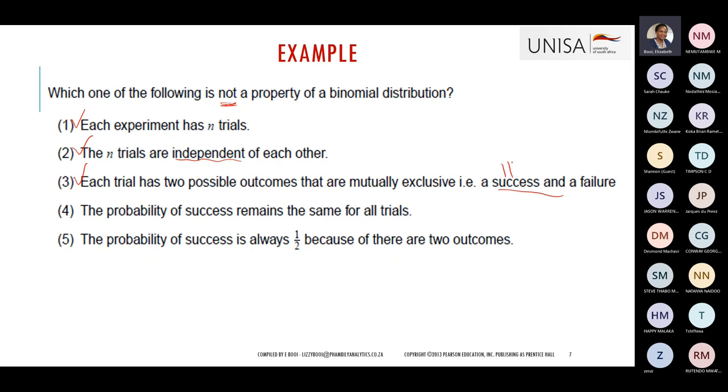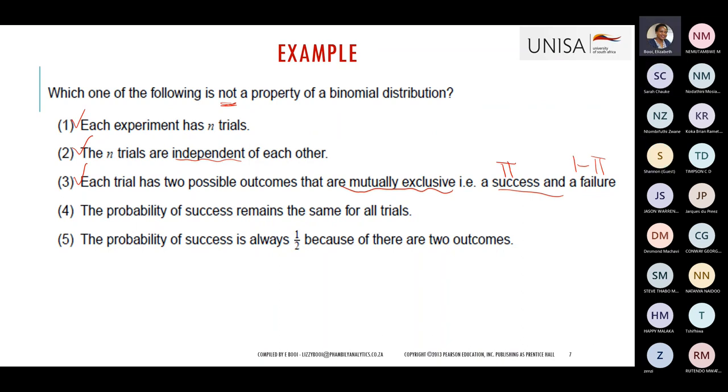For success, the probability will be pi, and for a failure, it will be 1 minus pi. We know that they cannot both happen at the same time, so they are mutually exclusive, because a head and a tail cannot happen at the same time. The probability of success remains the same for all trials?